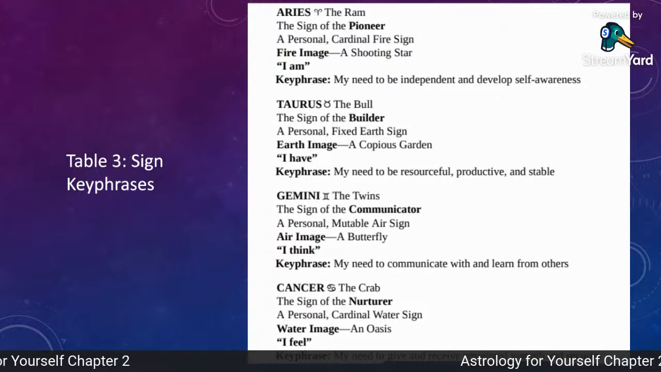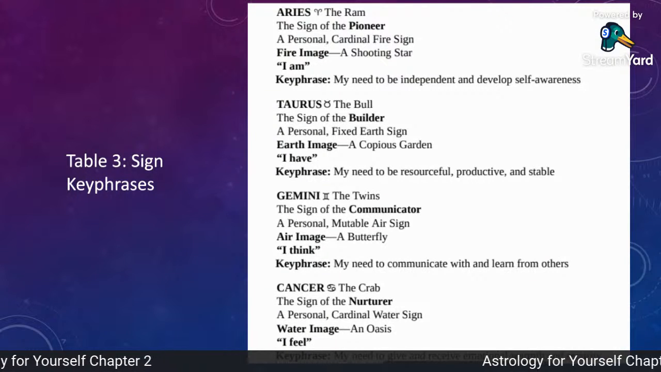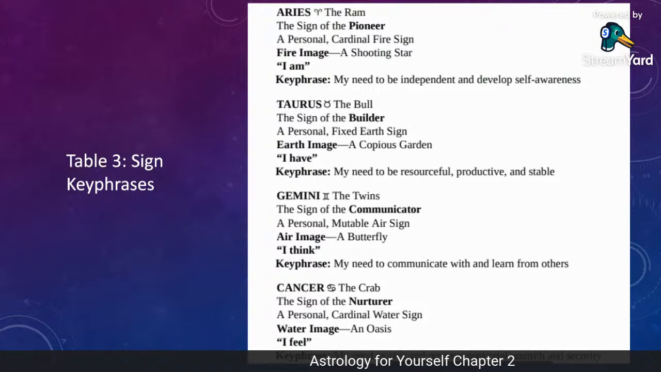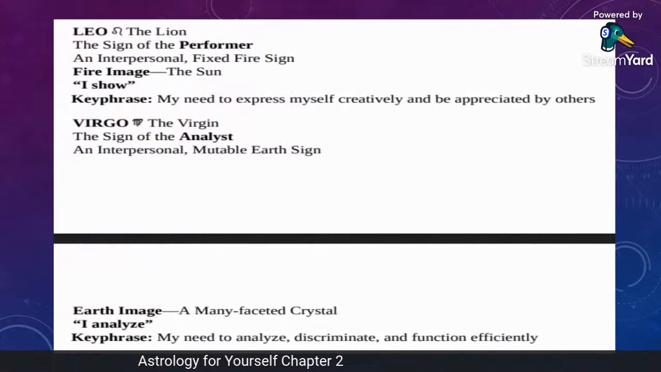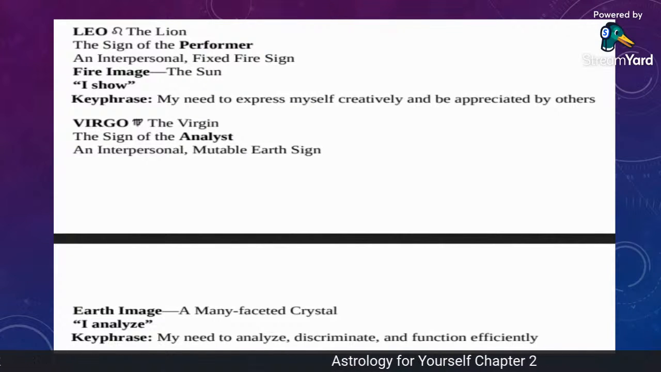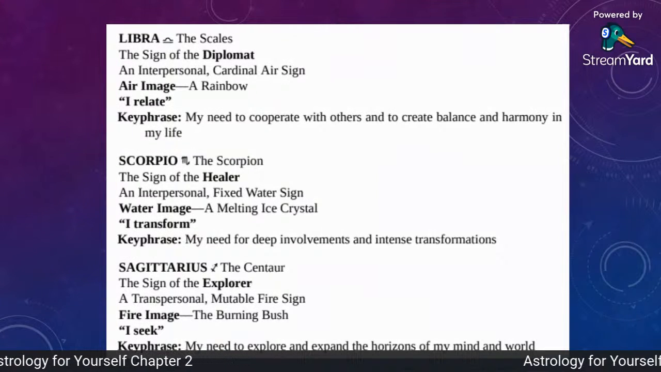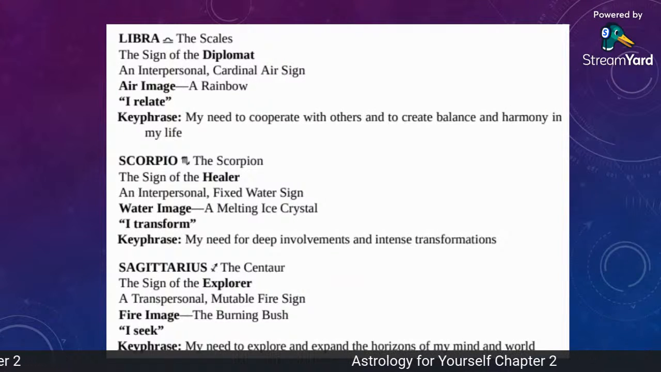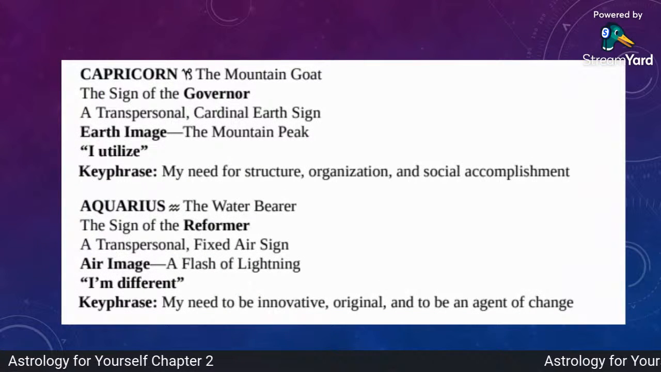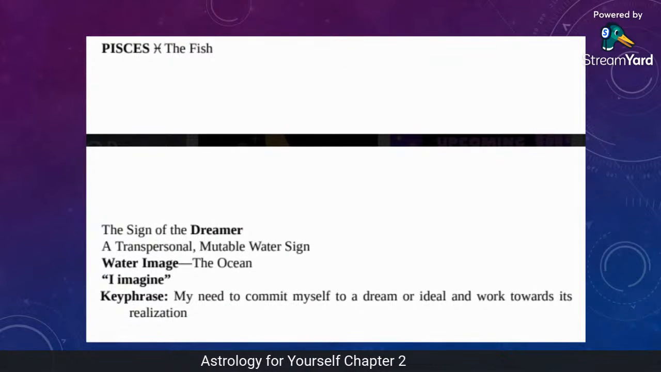We have Aries, the ram, Taurus, the bull, we have Gemini, the twins, Cancer, the crab, then we have Leo, the lion, Virgo, the virgin, Libra, the scales, Scorpio, the scorpion, Sagittarius, the centaur, Capricorn, the mountain goat, Aquarius, the water bearer, and Pisces, the fish.